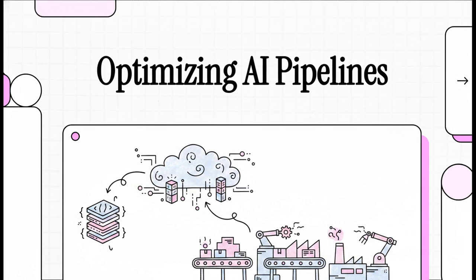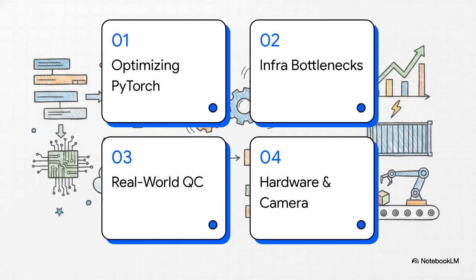So if you've ever wondered how all these distinct stages of machine learning actually connect, and how to dodge the pitfalls along the way, you are in the exact right place. Let's get into it. Okay, here's our roadmap.